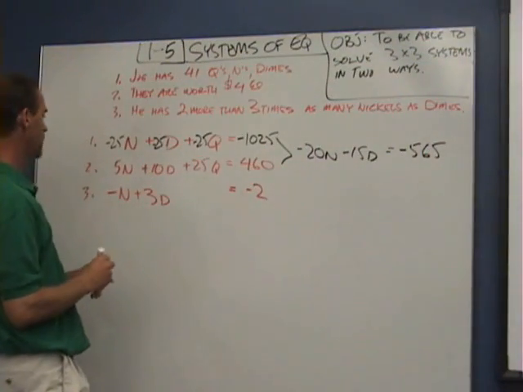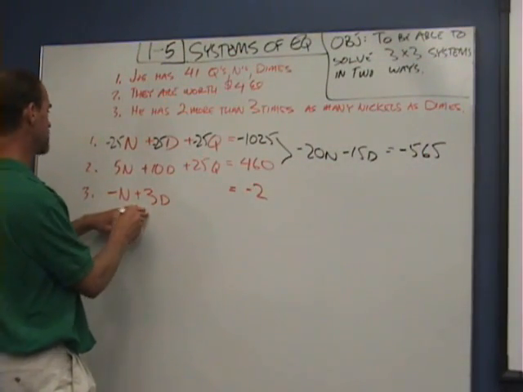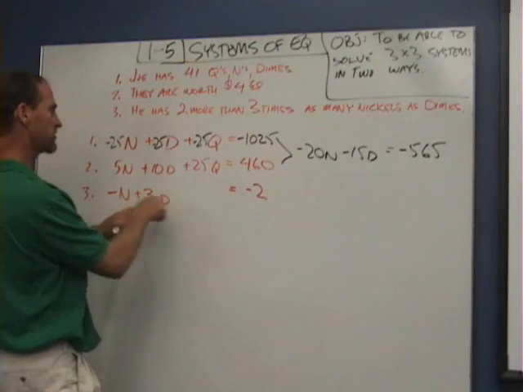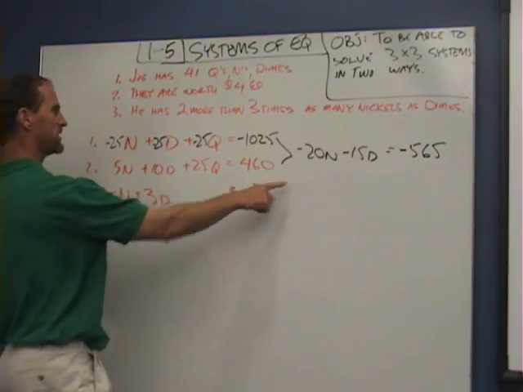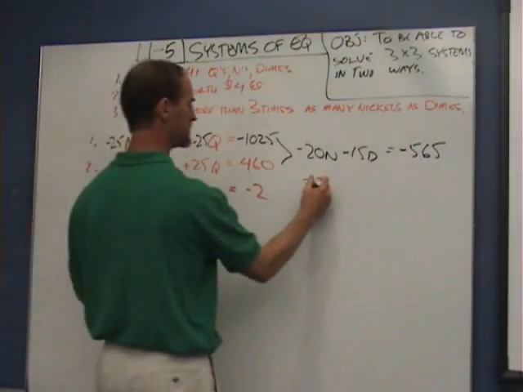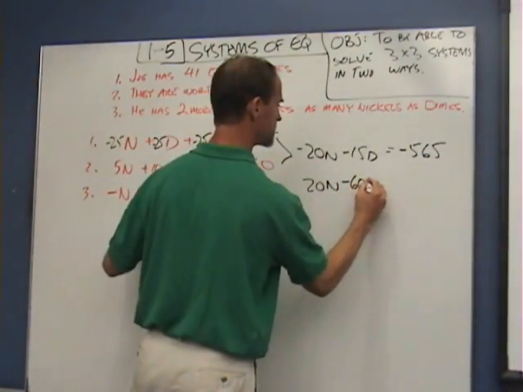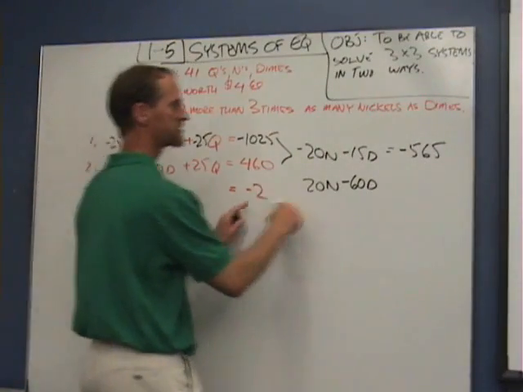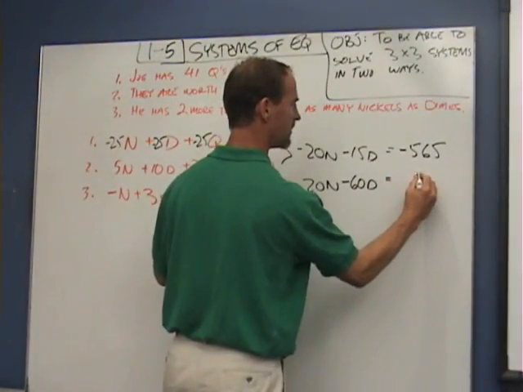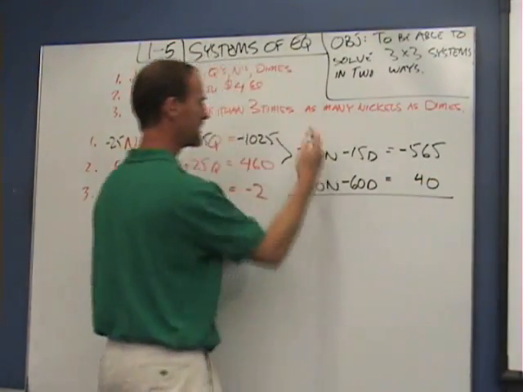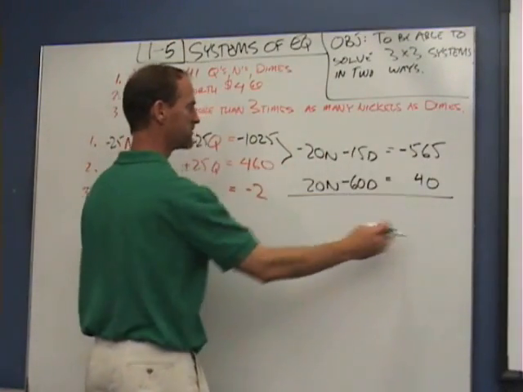Okay? Well, I take this and I can rewrite this to cancel. If I multiply everything by -20, this will become a positive 20n. Multiply this by -20 and I've got -60d. Multiply this by -20 and I've got a positive 40. Draw a line and I again add. This is our combination method.